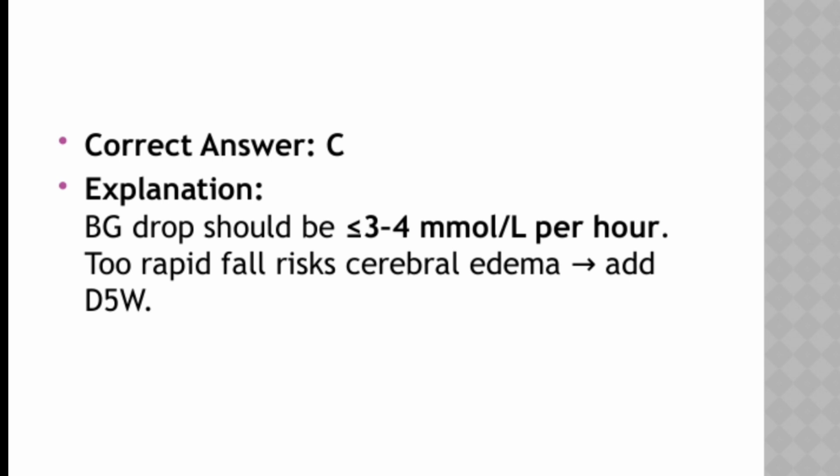To prevent that, we add D5W, or 5% dextrose in water, to slow down the rate of glucose decline. This approach helps us safely correct hyperglycemia without causing harm to the brain. Remember, controlling the rate of blood glucose correction is crucial in these cases.